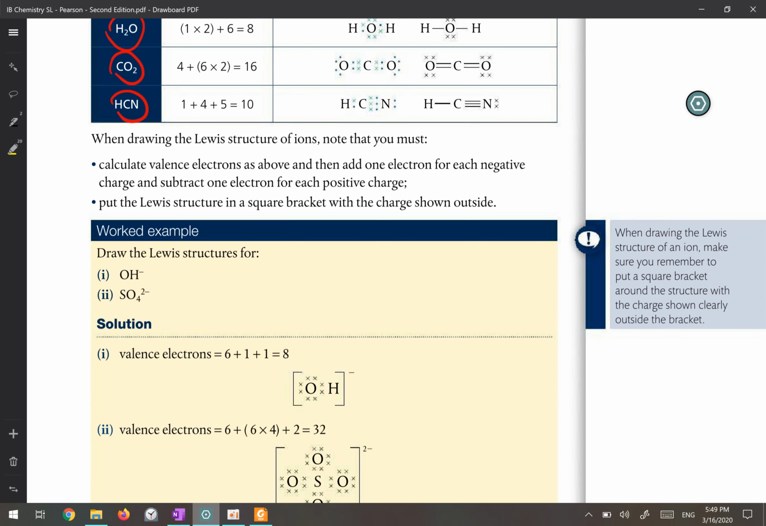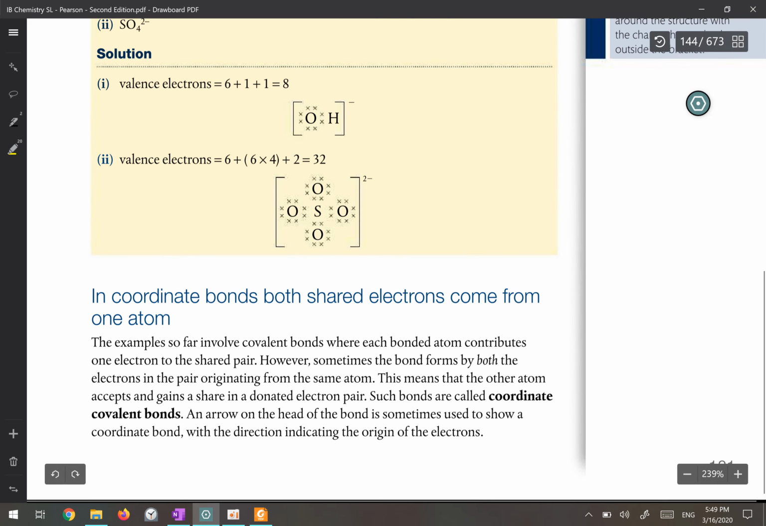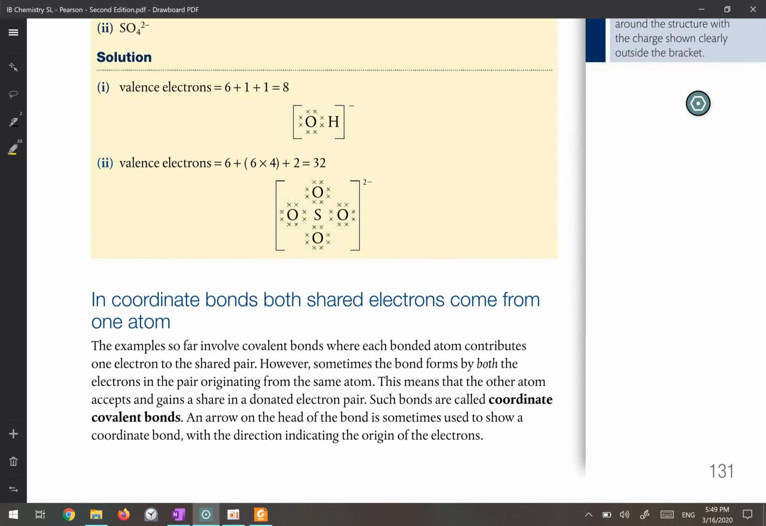Okay, let's go back to the textbook. It says in coordinate bonds, both shared electrons come from one atom. So the question is, what is the coordinate bond? Again, this term is new for you, so I will explain what the coordinate bond is, although you had it last year, but you didn't know its name.